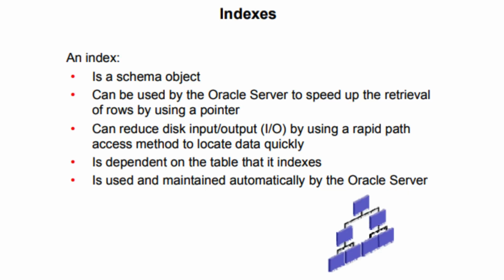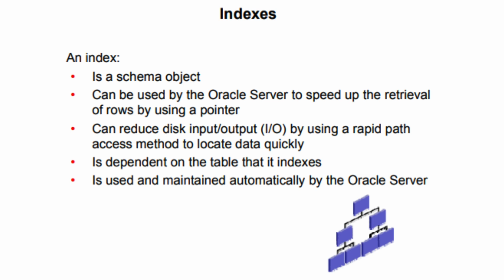An Oracle Server index is a schema object that can speed up the retrieval of rows by using a pointer and improves the performance of some queries. Indexes can be created explicitly or automatically. If you do not have an index on the column, a full table scan occurs. An index provides direct and fast access to rows in a table. Its purpose is to reduce the disk I/O by using an indexed path to locate data quickly. An index is used and maintained automatically by the Oracle Server. After an index is created, no direct activity is required by the user.